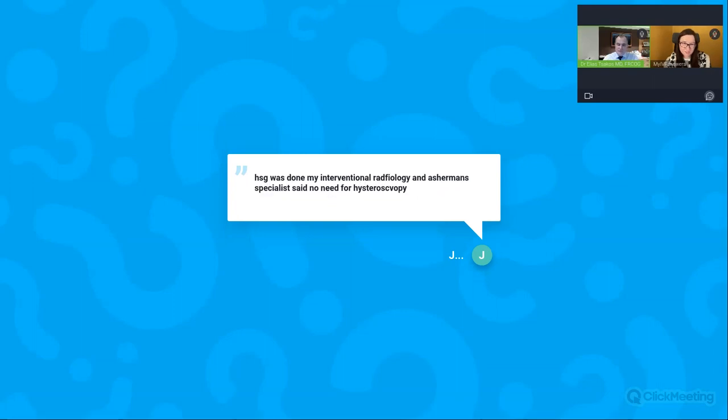As you can see, HSG was done by interventional radiophysiology, and Asherman specialist said no need for hysteroscopy. Sure. I would still suggest that a hysteroscopy is the gold standard. I mean, this is probably going to be your last embryo transfer. You've been through so much. I think there's no doubt that the accuracy of a hysteroscopy is much higher than any imaging technique.